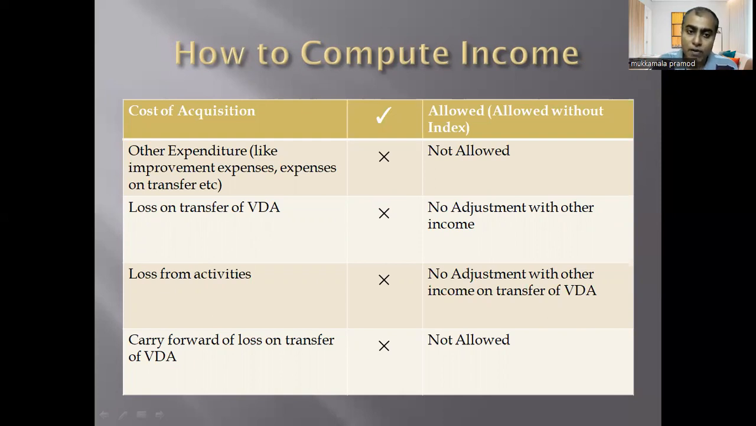The most important point to remember here is that in case there is a loss on the transfer of a virtual digital asset, you cannot adjust that against any other income. If there was any loss in terms of activities within the virtual digital asset sale transactions, there is no adjustment of that against any other source. And we can't even carry forward the loss on the transfer of a virtual digital asset. These are completely not allowed. So the only thing which can happen is that from the sale proceeds, you can deduct the cost of acquisition, and the profit in such a case is taxed.